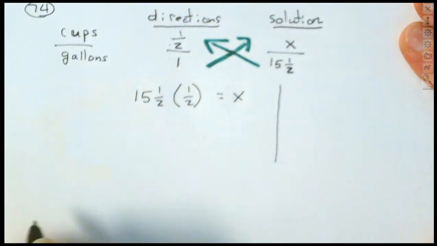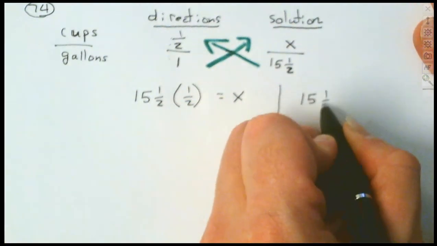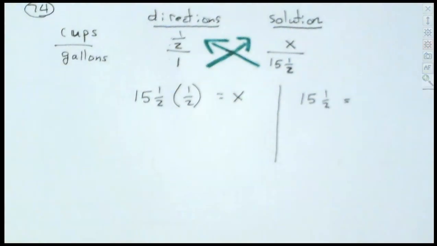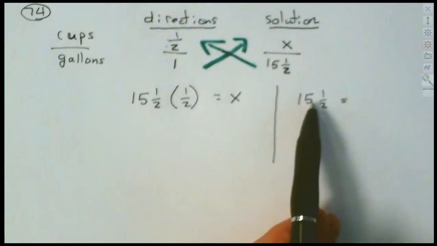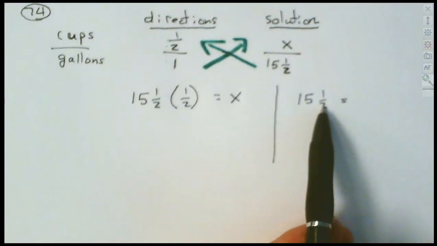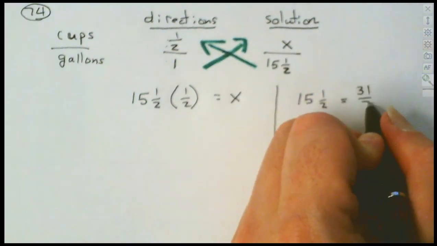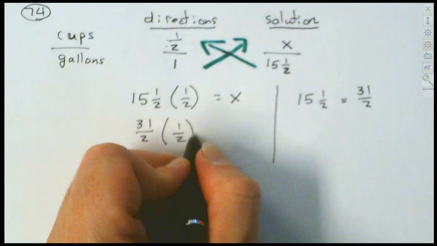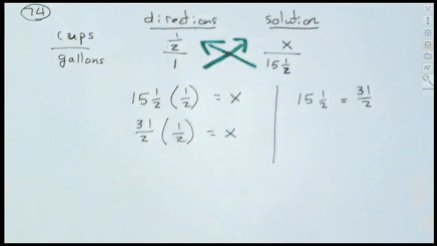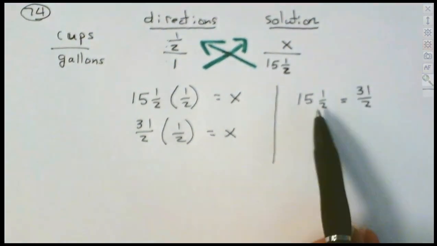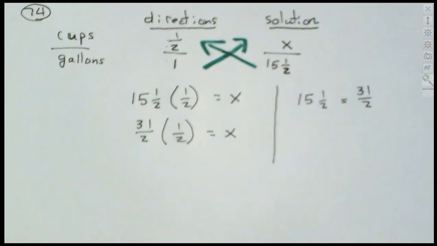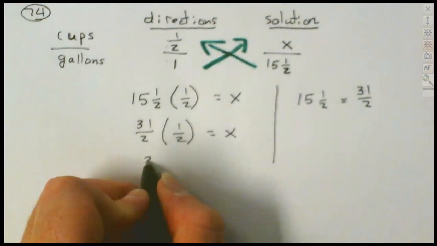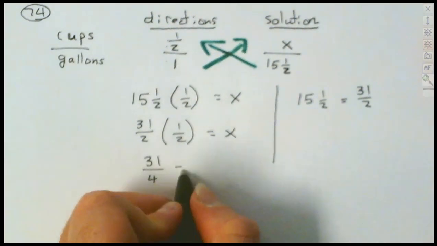So if we want to convert these, I'm going to take that 15.5 and convert it to an improper fraction. So 15 times 2, that's 30, plus 1 makes it 31 over 2. We're going to multiply that by a half. Whenever we work with fractions and we multiply them, we have to make them improper. So I took that 15.5, and that made it 31 over 2. Now we can go ahead and multiply, and that gives us 31 over 4.